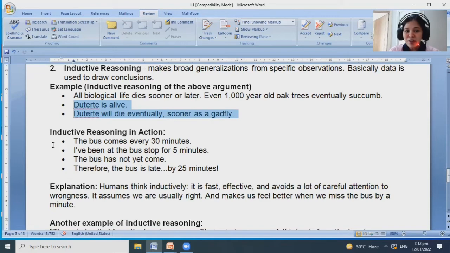Inductive reasoning in action. The bus comes every 30 minutes. I've been at the bus stop for 5 minutes. The bus has not yet come. Therefore, the bus is late by 25 minutes. Ayan, so that is an example of inductive. Explanation: humans think inductively. It is fast, effective, and avoids a lot of careful attention to wrongness. It assumes we are usually right and makes us feel better when we miss the bus by a minute.